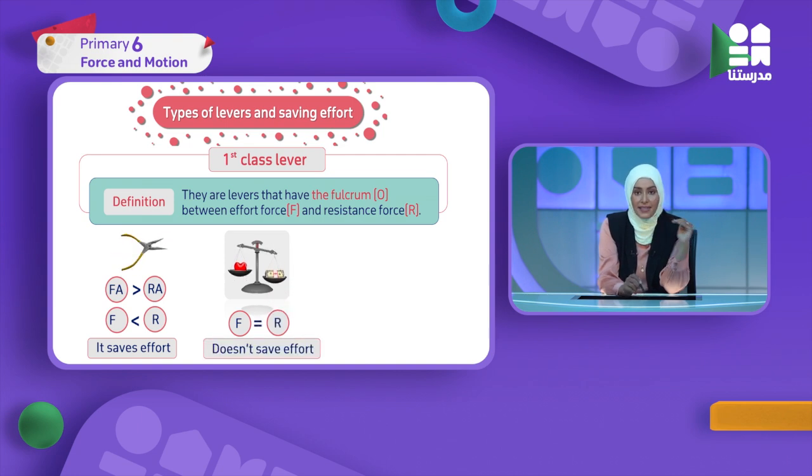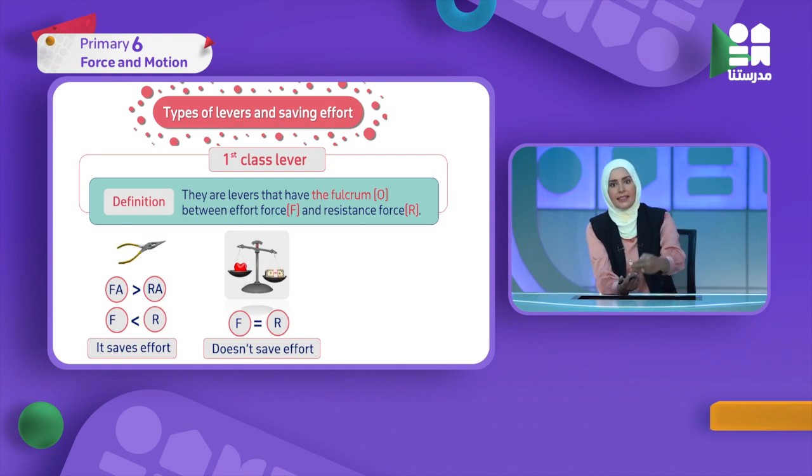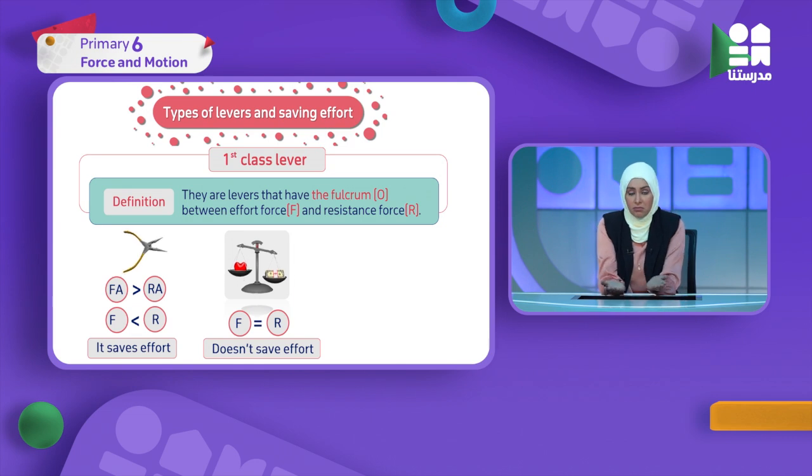وده ما بيحصلش أبداً إن الفورس تبقى equal to the resistance except in the first class lever. يبقى لما أشوف equal أبقى متأكد إن هو بيتكلم على ال first class lever. And it doesn't save effort. If I must carry a 10 Newton load and I exerted 10 Newton force يبقى أنا كده ما عملتش حاجة. Okay, it doesn't save effort.